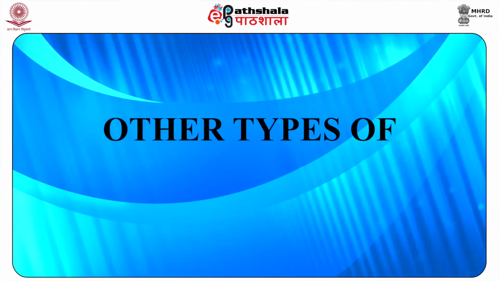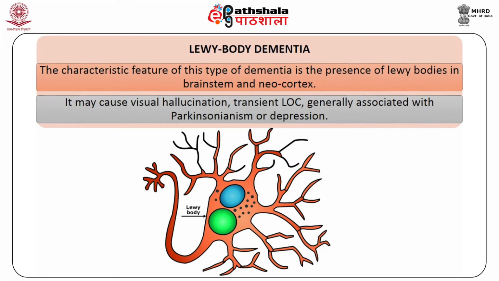The other types of dementia are, now let us understand the first one, that is Lewy body dementia. It is characterized by the presence of Lewy bodies in the brainstem and neocortex. It may cause visual hallucinations and transient loss of consciousness, and is generally associated with Parkinson's or depression.